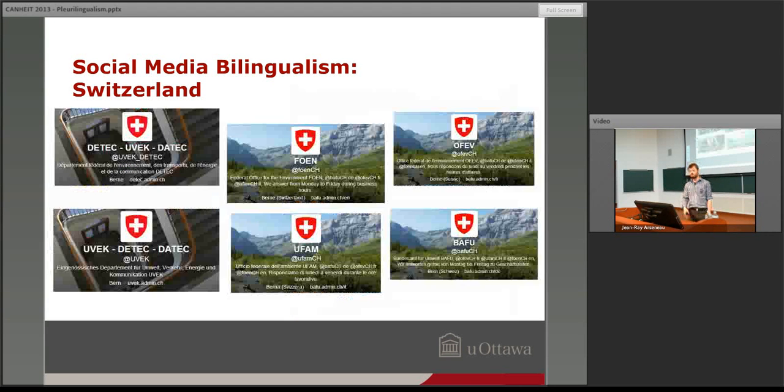And then in some cases, they do split the accounts. So here they've got their environmental federal office has every single English, French, Italian, and German accounts. And then, interestingly, their Department of Defense is also the Department of Sports. And they have 4 different accounts all at once.